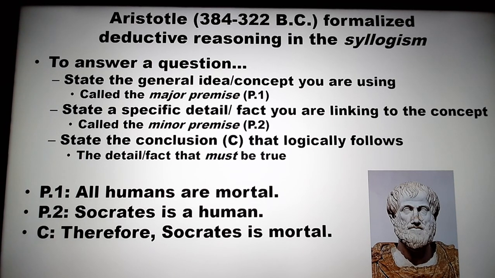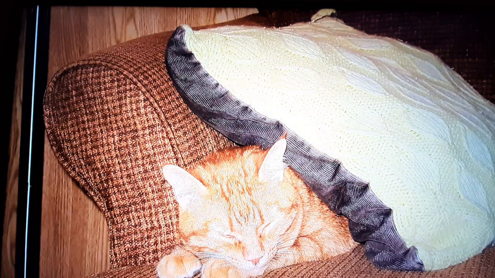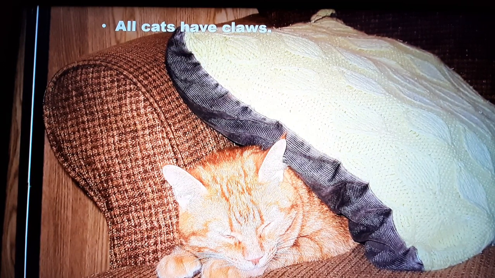Okay? So general concept, all humans are mortal. Specific detail, Socrates is a human. New specific detail that you now know, Socrates is mortal. Here's another example. All cats have claws, and we're not going to worry about the idea of cats being declawed or mutants, but in general, in the normal course of events, all cats have claws.